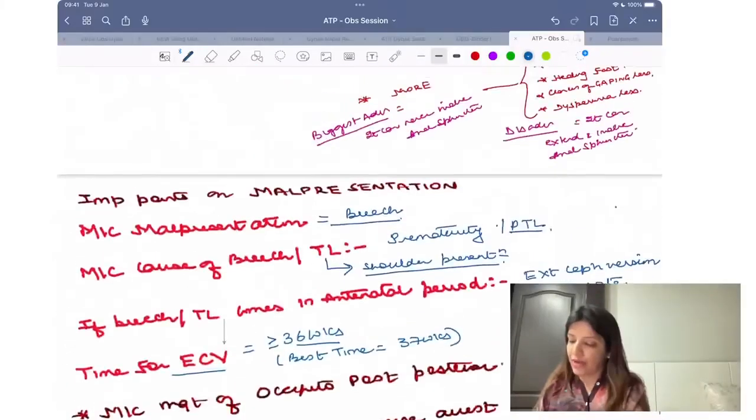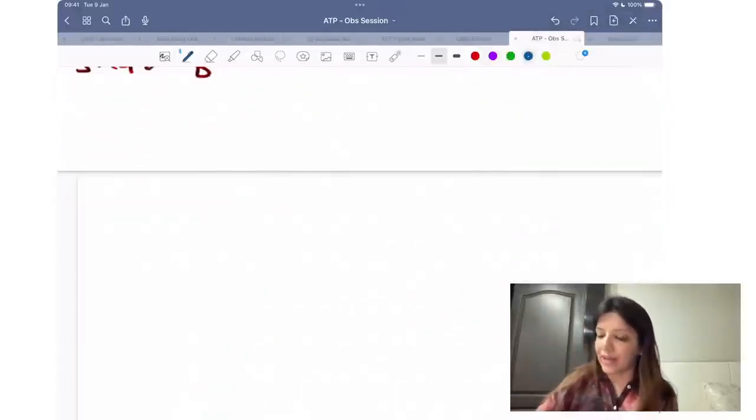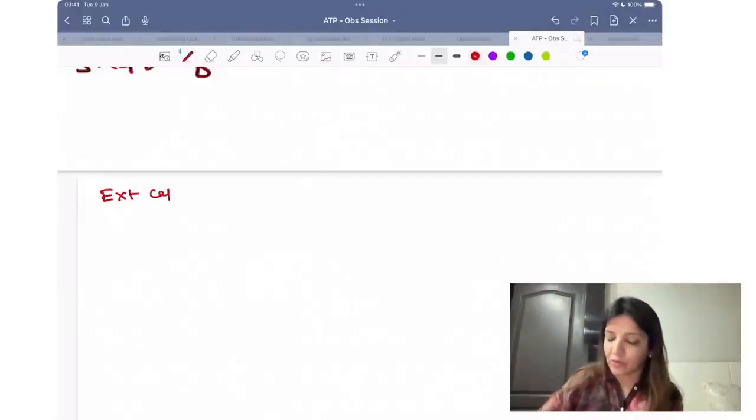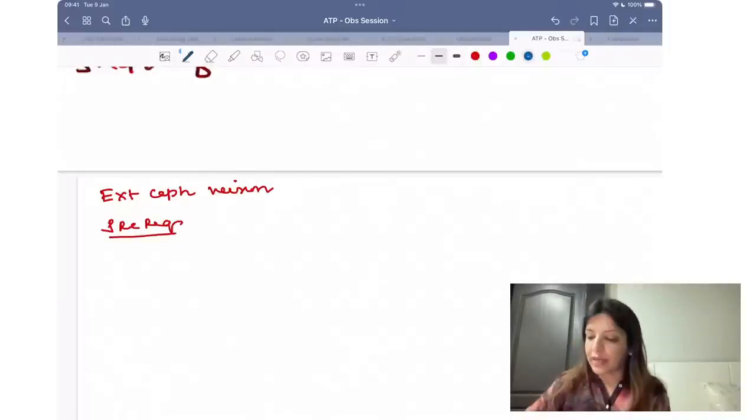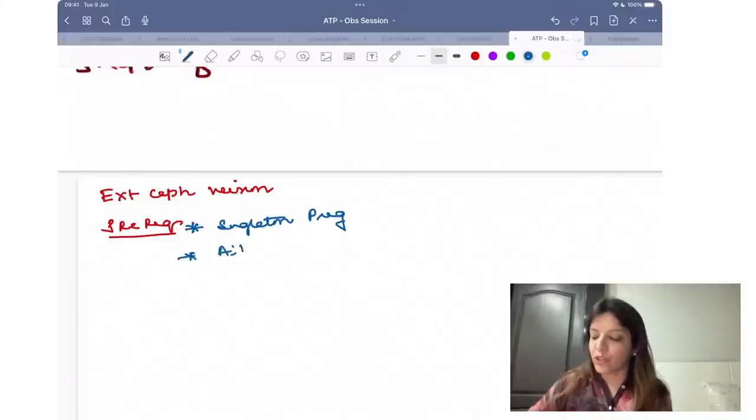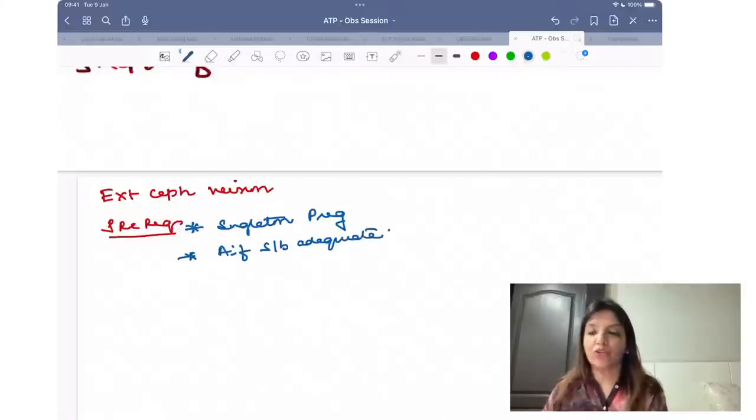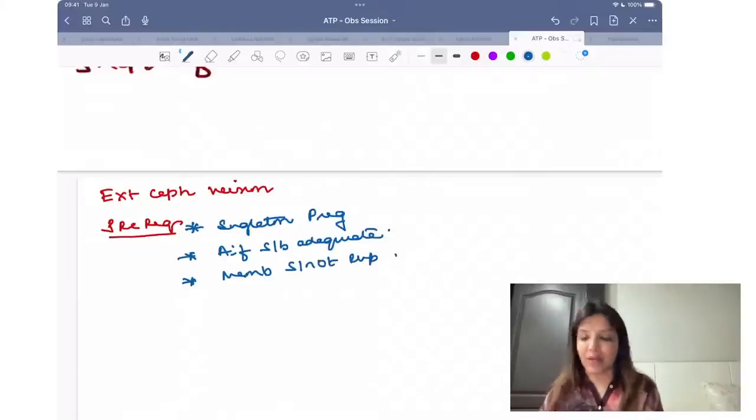I have written more points on external cephalic version or no? Acha. I want you to add a few more points on external cephalic version. So on external cephalic version, please write the prerequisites. Prerequisites for external cephalic version, it has to be a singleton pregnancy. You cannot do it in twin pregnancy. Number 2, amniotic fluid should be adequate. When I'm saying amniotic fluid should be adequate, that means membranes should not be ruptured.